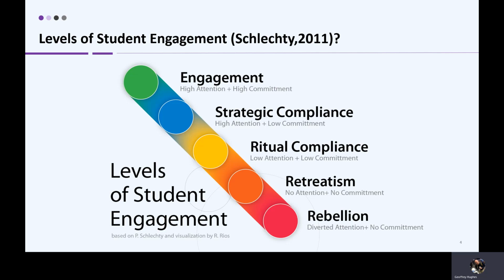And what Bob Sciletti suggests is that there are actually 5 levels of engagement. Students are only ever truly engaged when they demonstrate high levels of attention and high levels of commitment. Apart from that, there are 5 stages. Some students will be rebellious. If those students are rebellious, they'll look to divert attention away from the actual learning situation, maybe towards themselves, and have no commitment to learning at all. This can often be in relation to wider issues other than what's going on in the classroom.